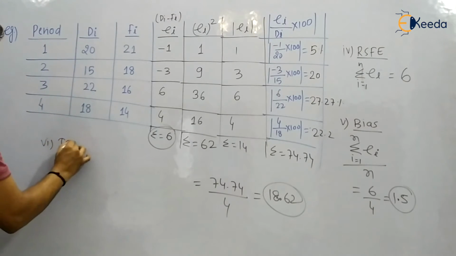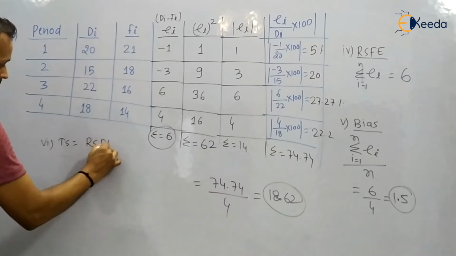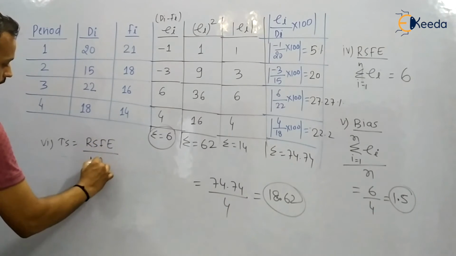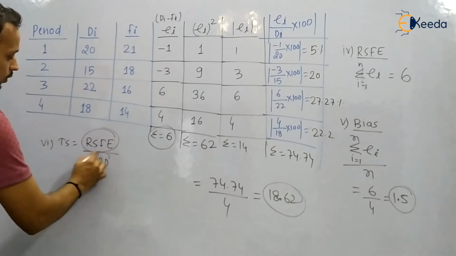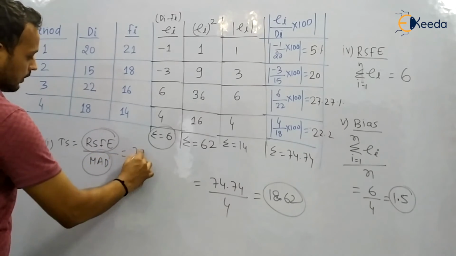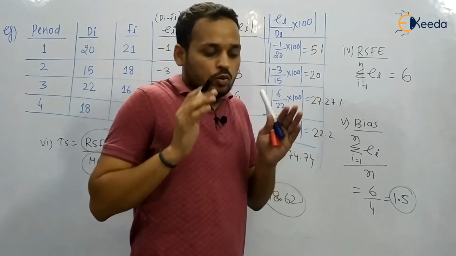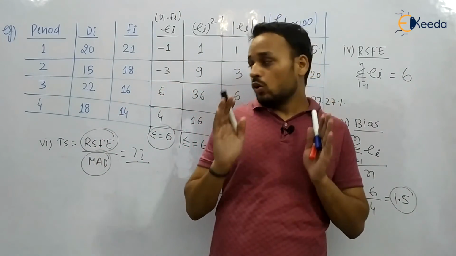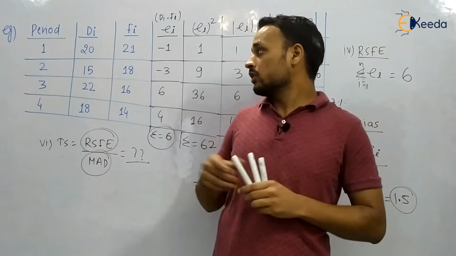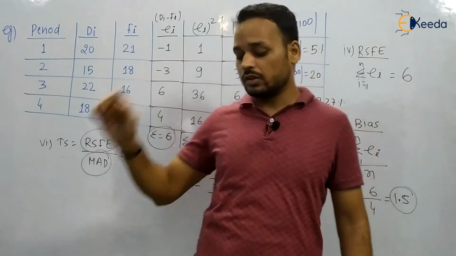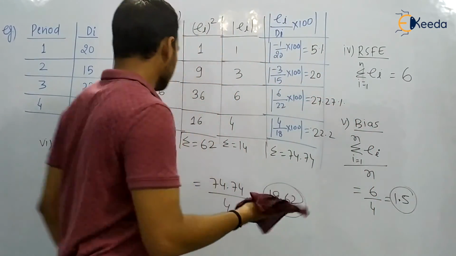The tracking signal, TS, was the ratio of RSFE upon MAD. So you know RSFE, you know MAD. Just write and find the value with the help of your calculators. Again I am saying you don't need to remember anything. Just write the formula, calculate everything.